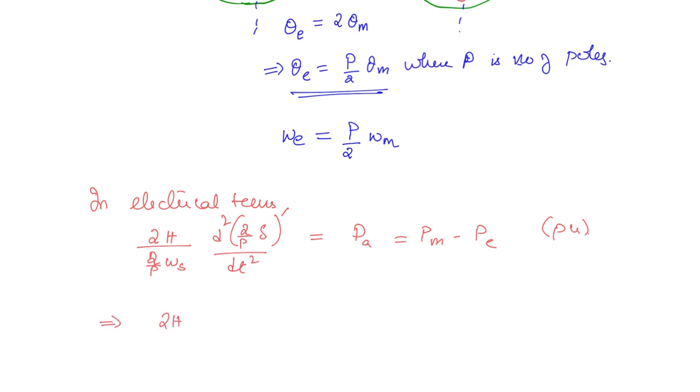This is the final form. So 2H by omega s into d square delta by dt square is equal to Pa, which is in turn Pm minus Pe per unit. Further, this omega s you can express in terms of frequency as well. So what is omega s in terms of frequency? 2 pi f. f is the electrical frequency of the power, right? Electrical power frequency we can express instead of this omega s.